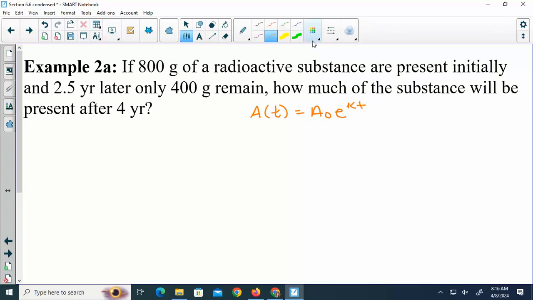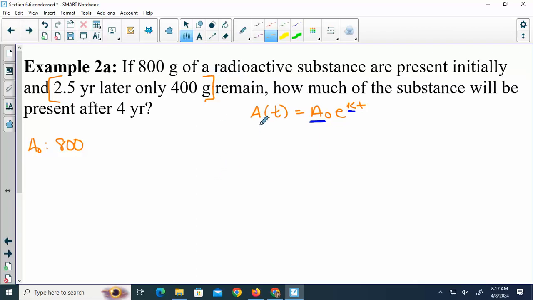So to get that equation, we need to know the A sub 0 and the K. And then we could calculate the amount at any given point in time. A sub 0, what did I tell you that represented? The starting amount. How much did we start with? Okay, so I know that part of my equation. I need my K. So to do that, I can use this information.